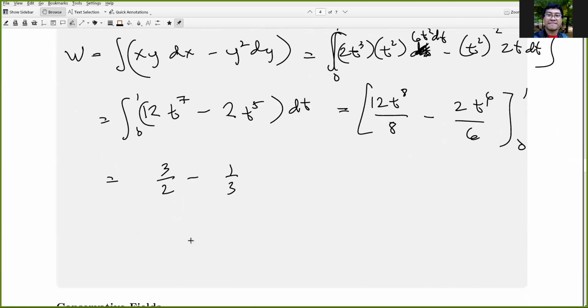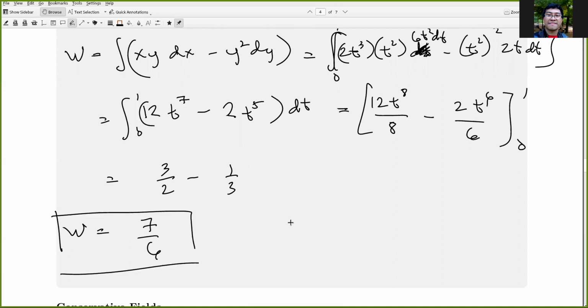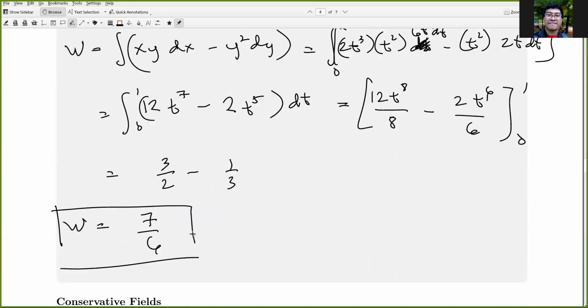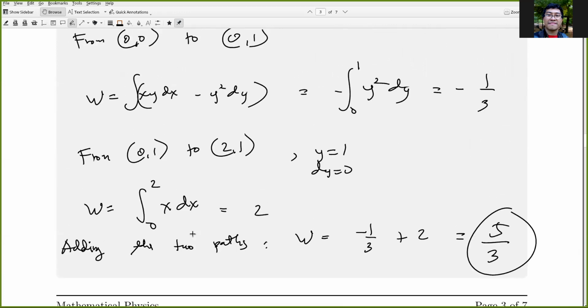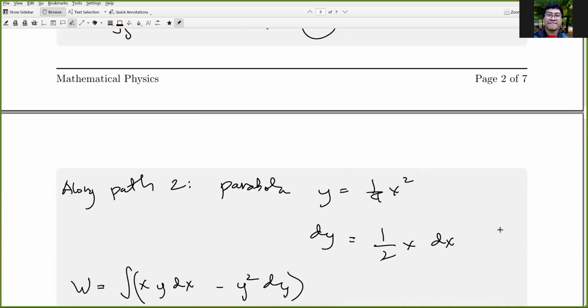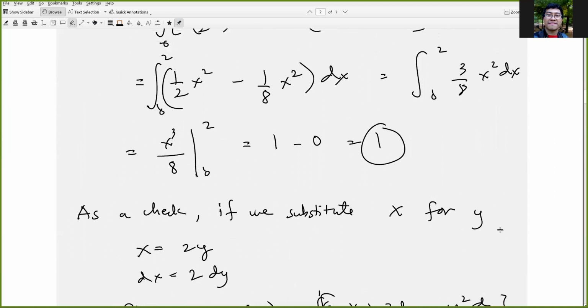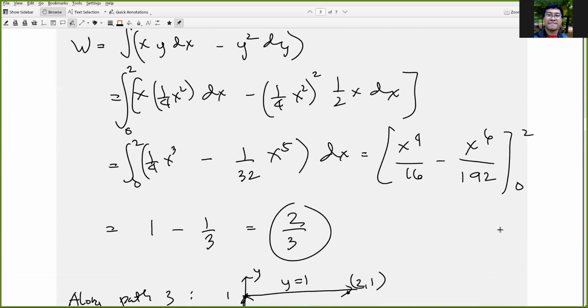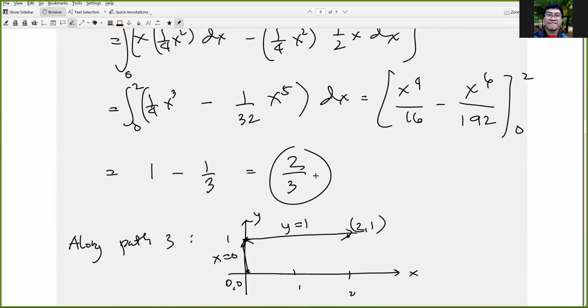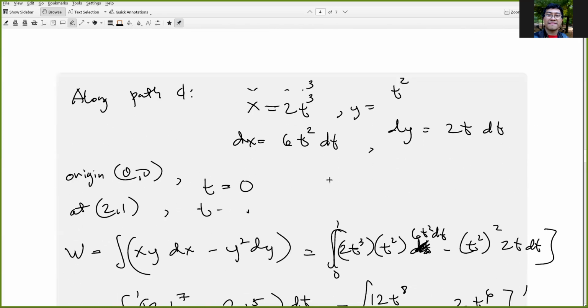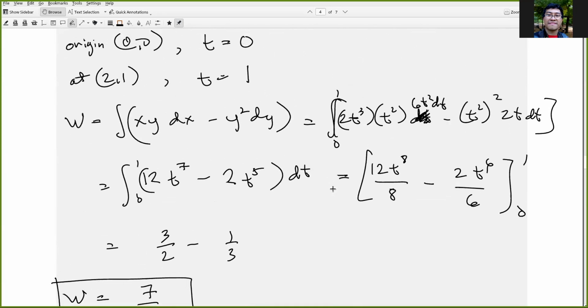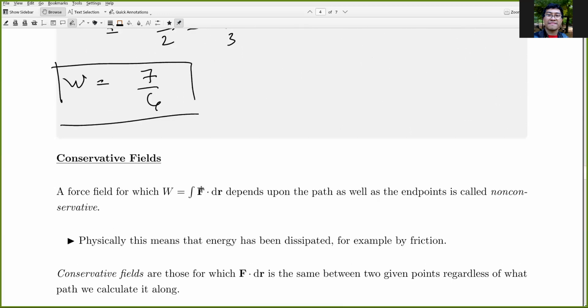This can be further simplified. 2 times 3, that's 6. 3 times 3, that's 9. 2 times 1 is 2, that's 7 over 6. Okay, so here, path 4, we have 7 over 6. Path 3, we have 5 over 3. Path 2, path 1, you have 1. Path 2, you have 2 over 3. Okay, so all different.